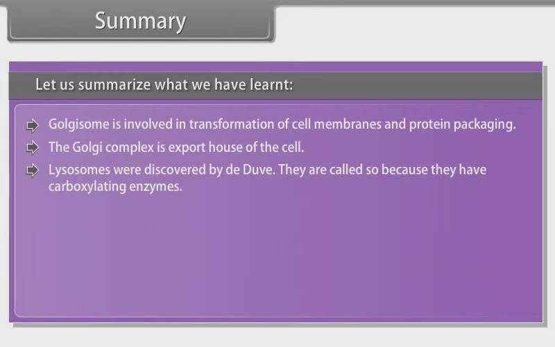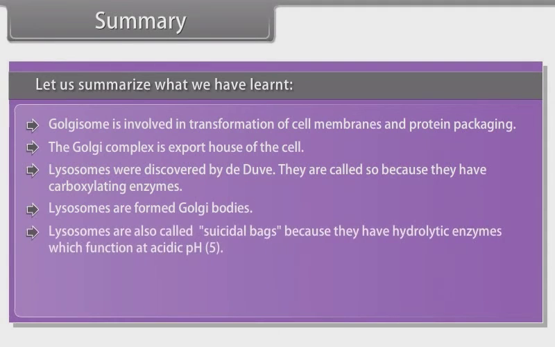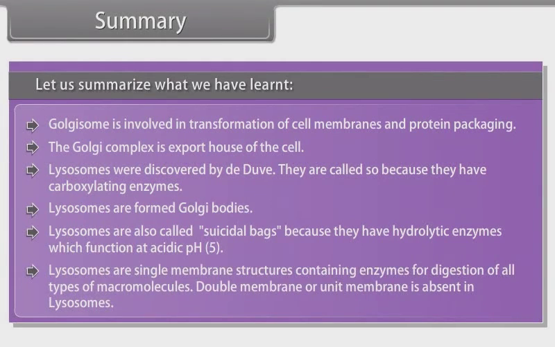Lysosomes were discovered by de Duve. They are called so because they have lytic enzymes. Lysosomes are formed from Golgi bodies. Lysosomes are also called suicidal bags because they have hydrolytic enzymes which function at acidic pH 5. Lysosomes are single membrane structures containing enzymes for digestion of all types of macromolecules. Double membrane is absent in lysosomes.